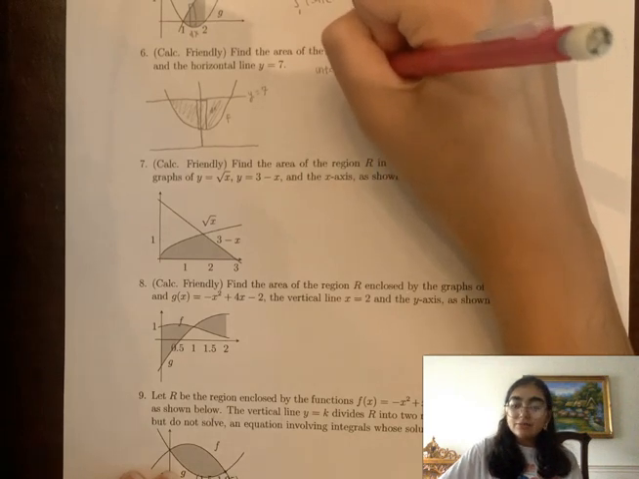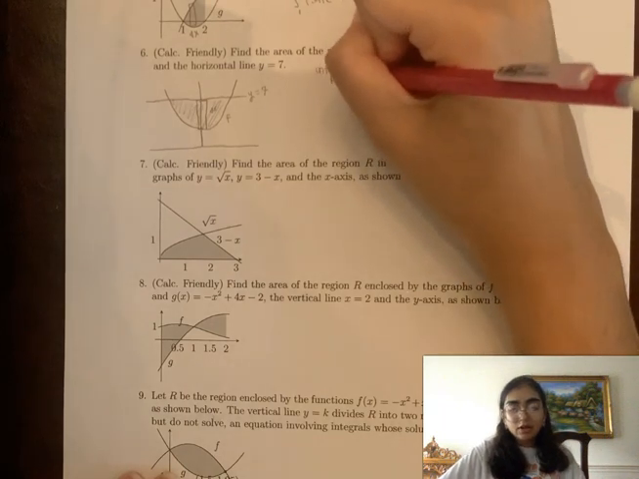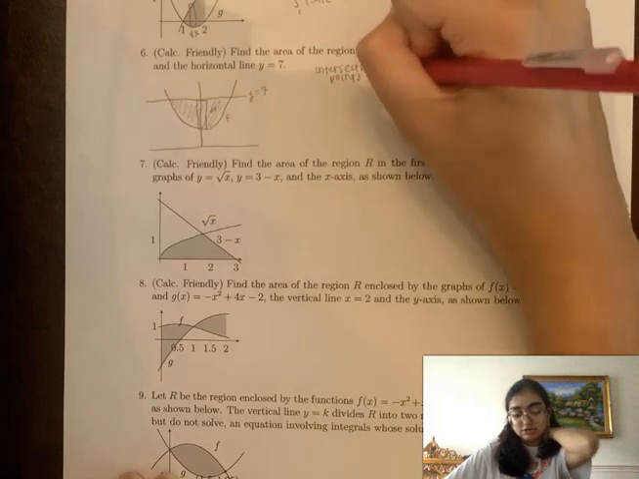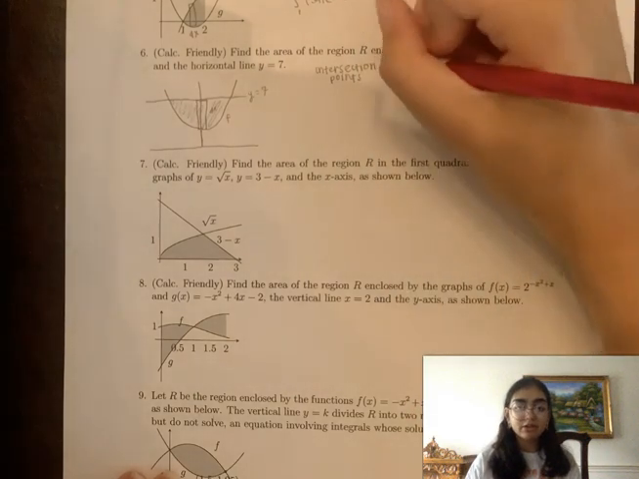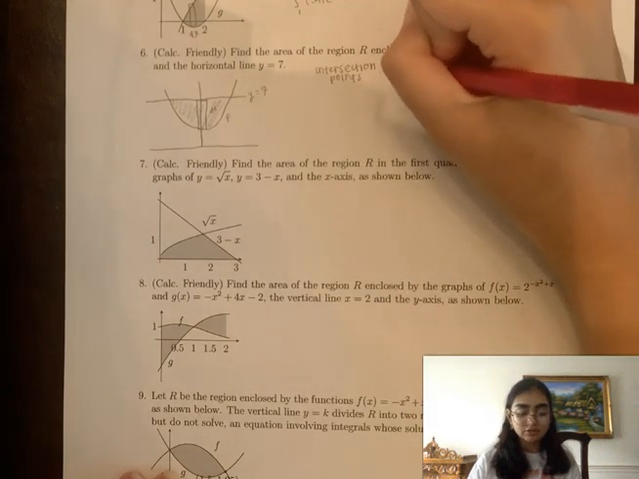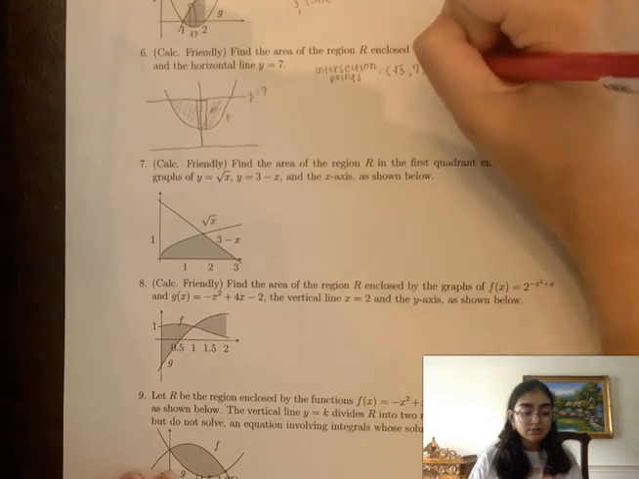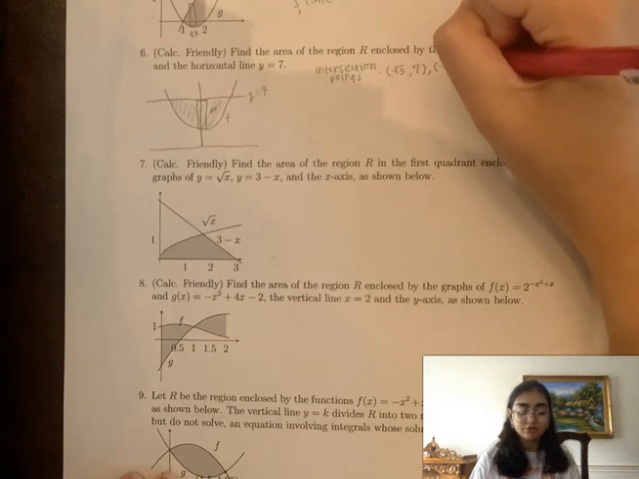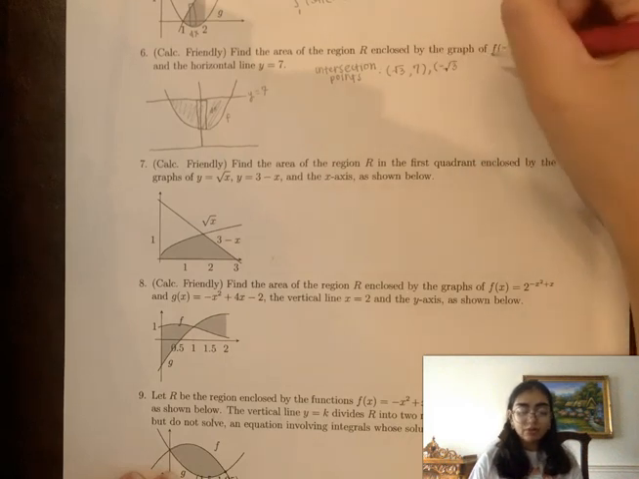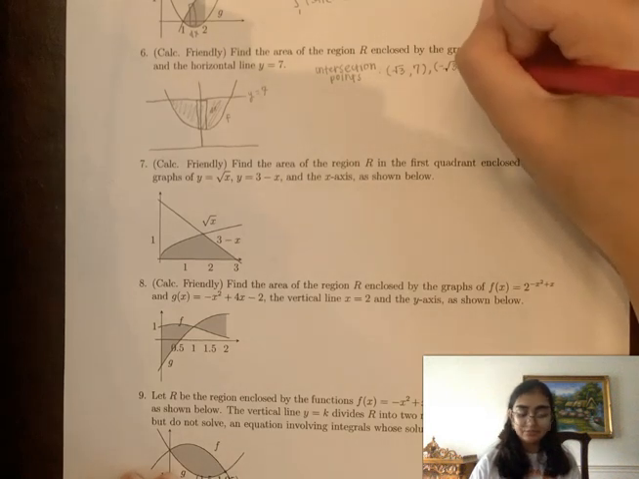When I have these calculator-friendly problems dealing with area, I like to find these intersection points in my calculator. I do that by graphing the two equations and finding where they intersect. I would recommend not using the solve button if you have that function in your calculator, but actually graphing the two functions and finding the points where they intersect.